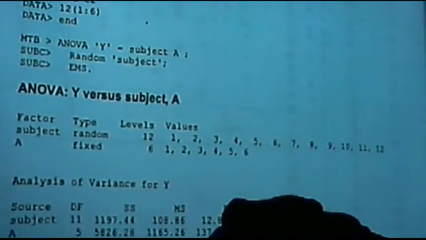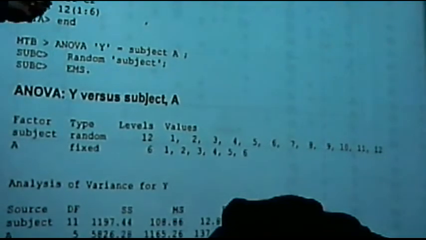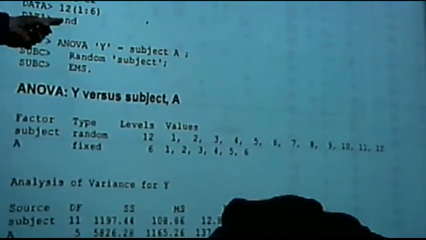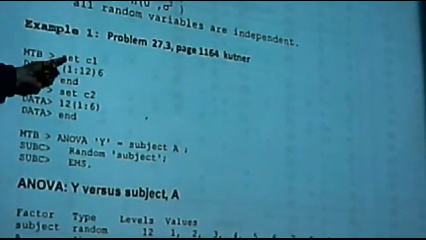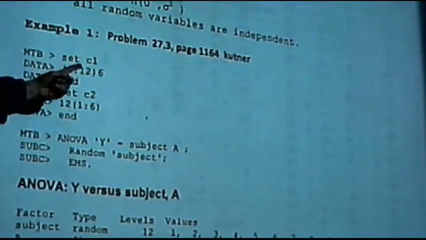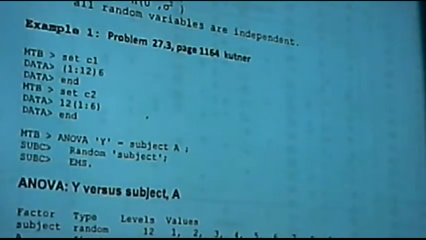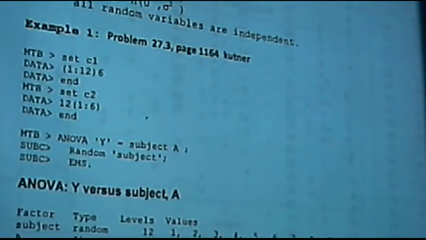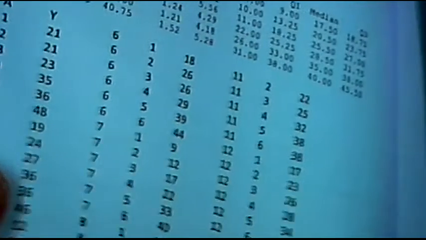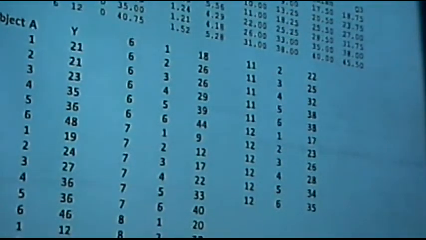So as you've seen me do before, instead of typing these numbers in directly, I'm using the Minitab set command to set up some of these columns of solid numbers. Set C1, 1:12 in parentheses 6 times. So that generated the first column over here.